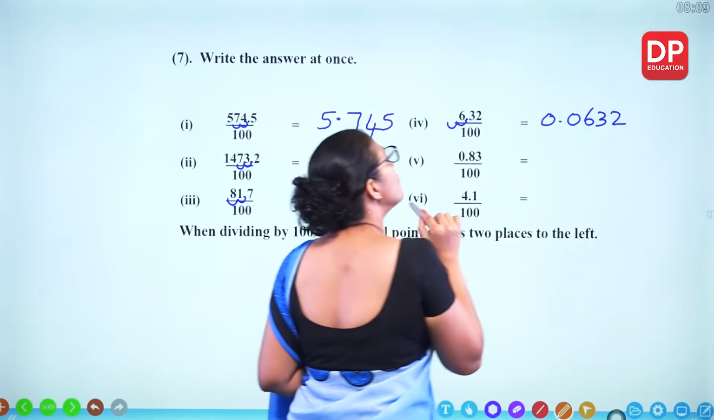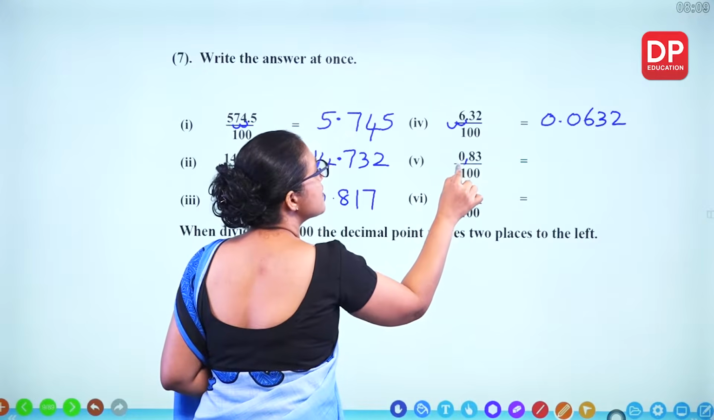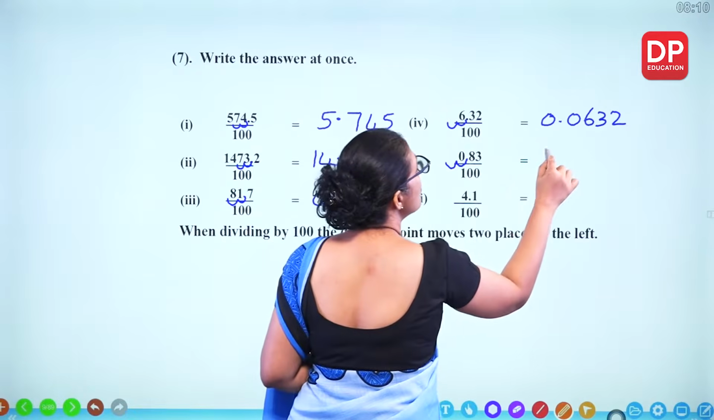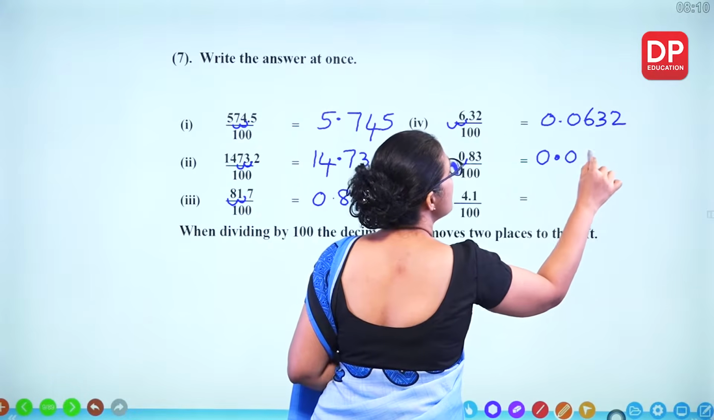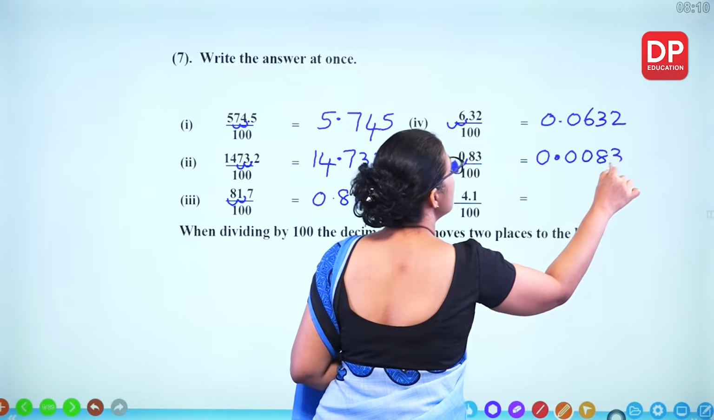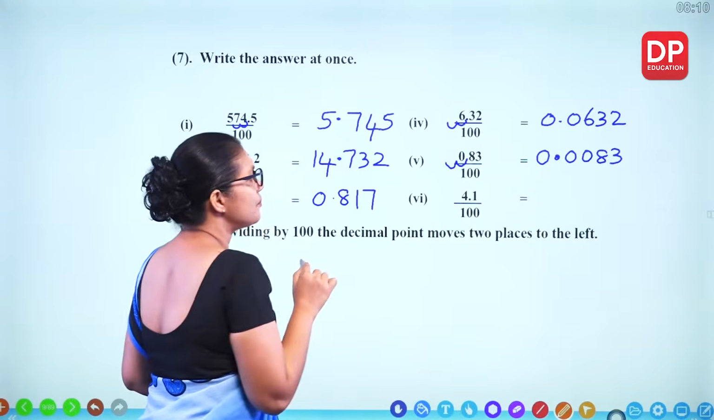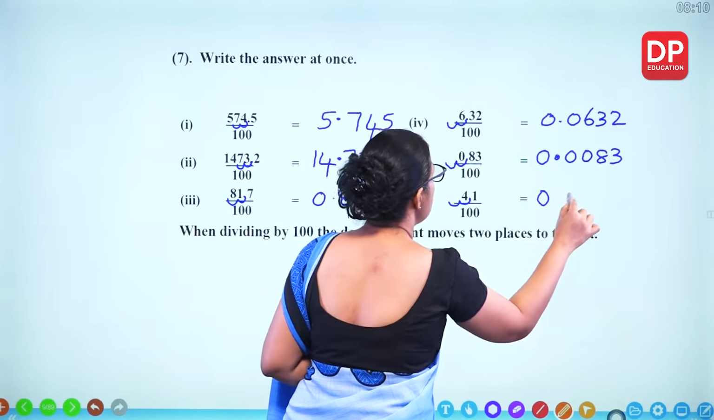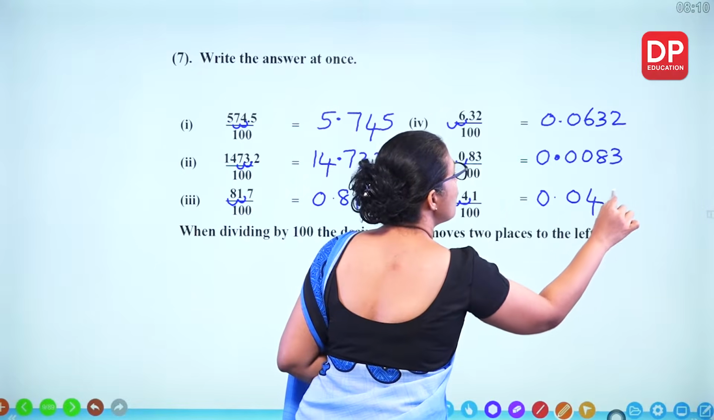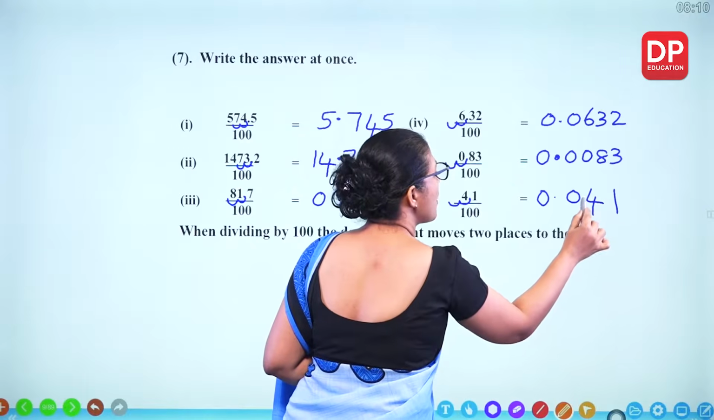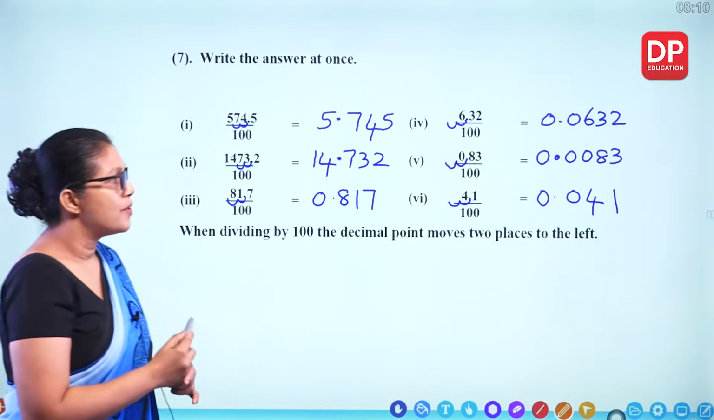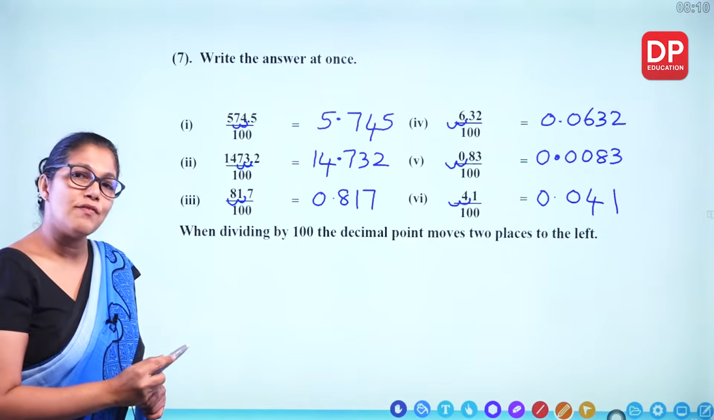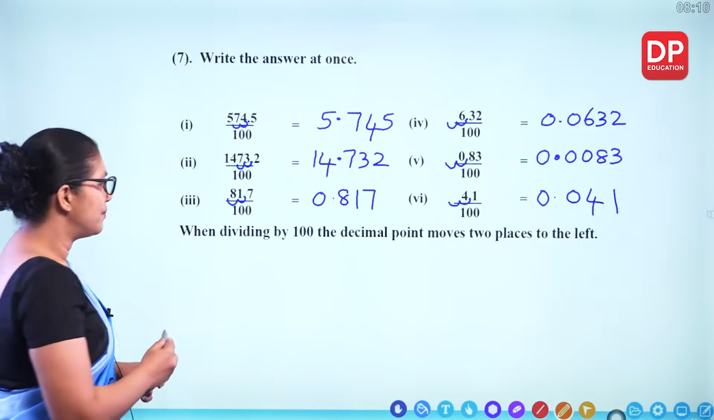0.0632. 2 places to the left, 1, 2. So that means 0.0083. Here 2 places to the left. 0.041. 1, 2. So the decimal point moves 2 places to the left when you are dividing by 100.